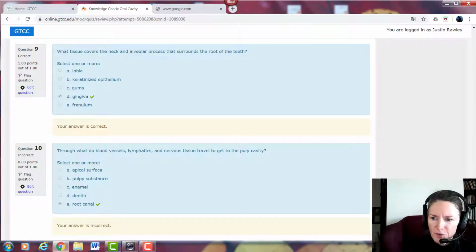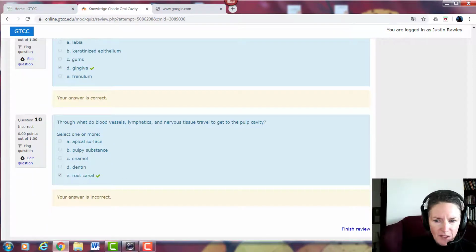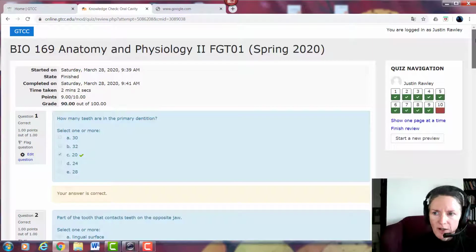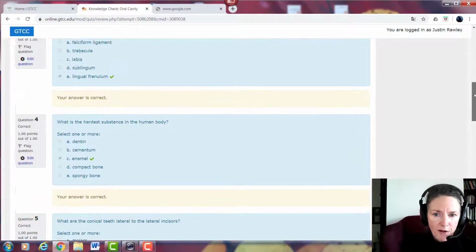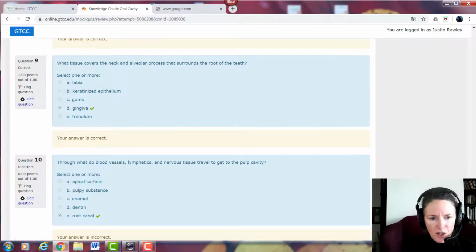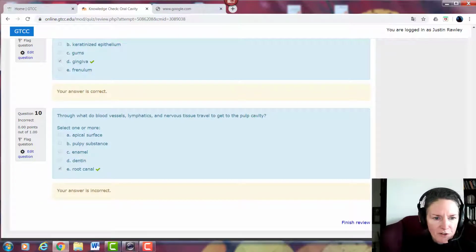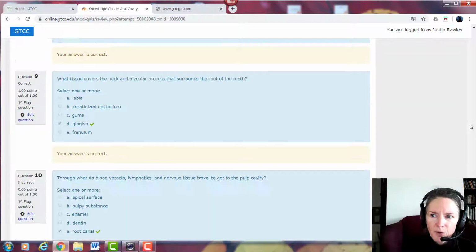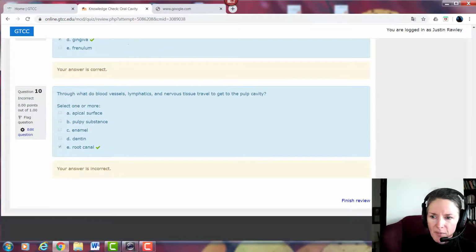So this looks like a Moodle issue to me, and sometimes Moodle will do this. If this were a graded quiz that you were actually going to get a grade for, then all you'd have to do is screenshot it, send it to me, and then I would correct your grade accordingly. But Moodle is not always perfect, and nor am I.